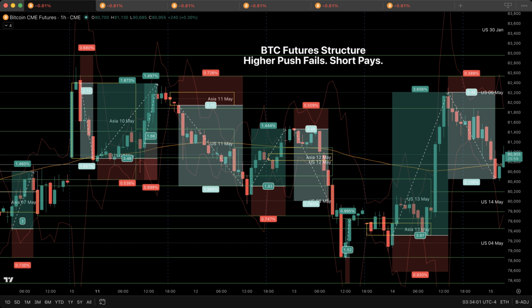But impressive is not the same as tradable. The important question is different. Can the market stay there? Can it hold that higher memory? Can it build distance beyond the May 6th midpoint? Can it accept above that upper cluster? If not, the higher push becomes a failure point. Then the short appears.